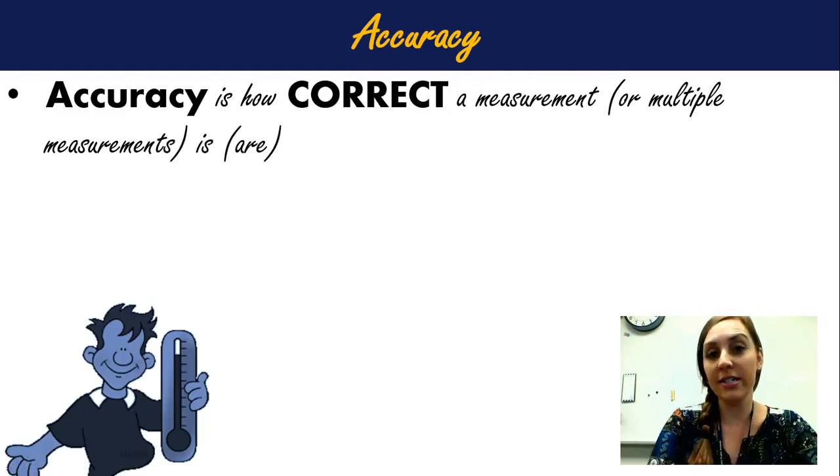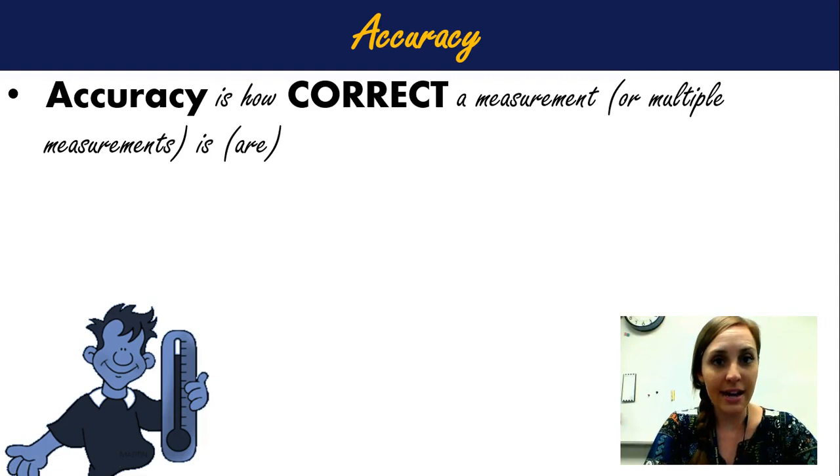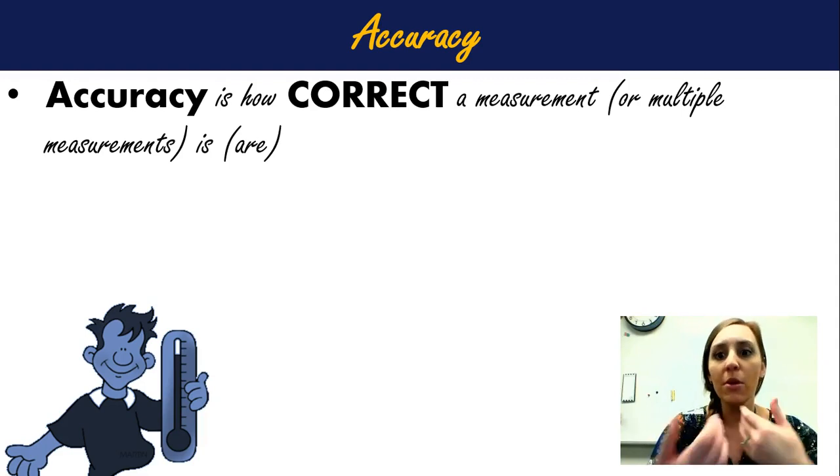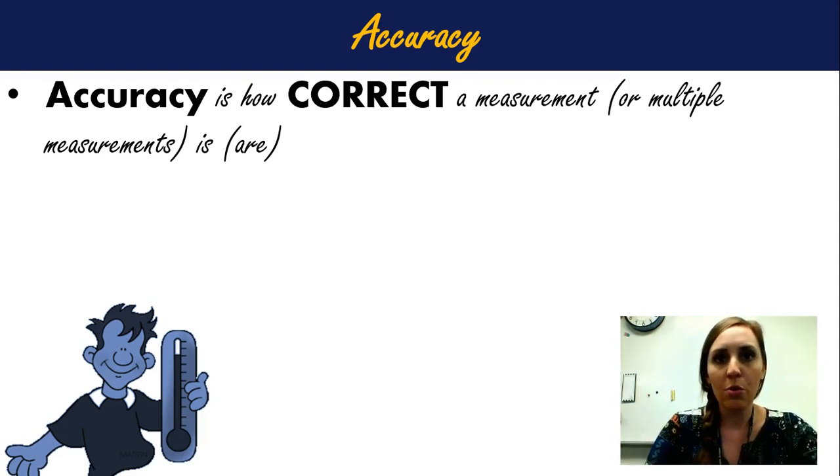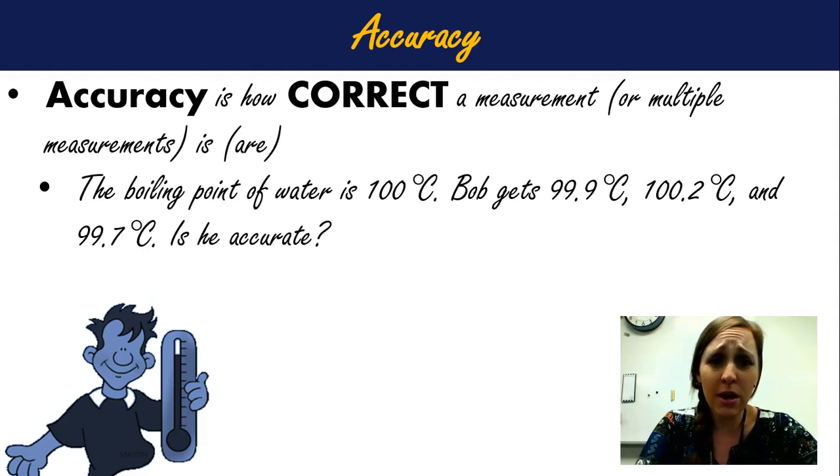All right, what is accuracy? The great thing about this in science is accuracy is just like regular English. Accuracy is how correct a measurement is, or multiple measurements. So did you get right what you're supposed to get? For example, the boiling point of water is known to be 100 degrees Celsius. That is just a known fact.